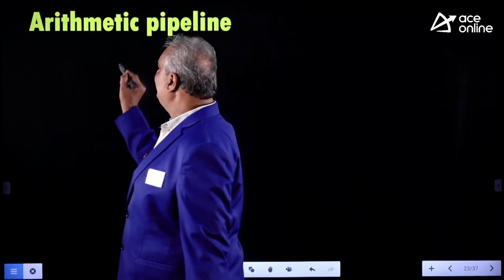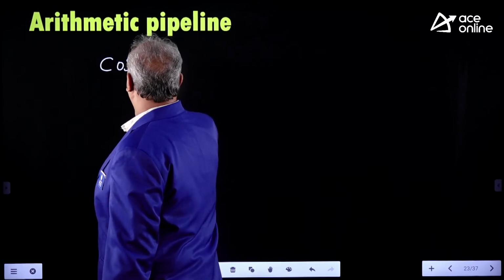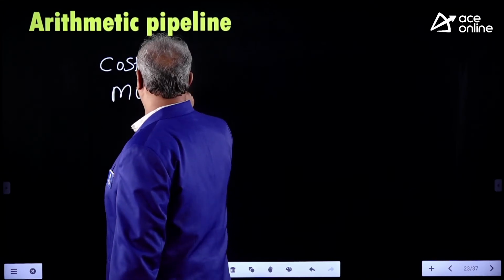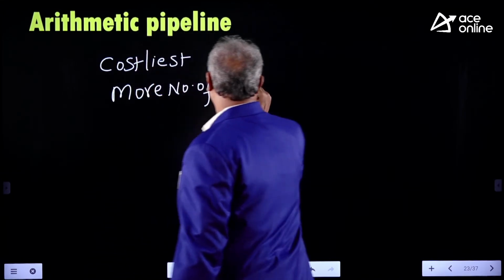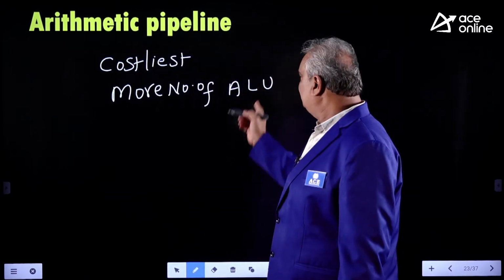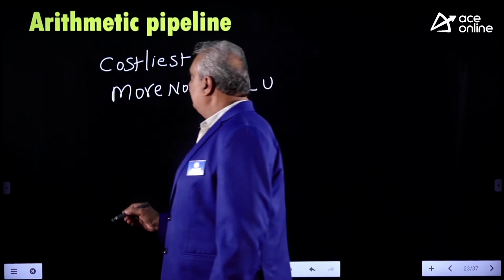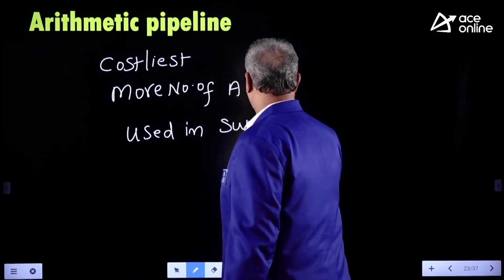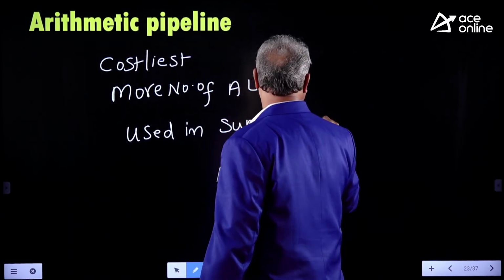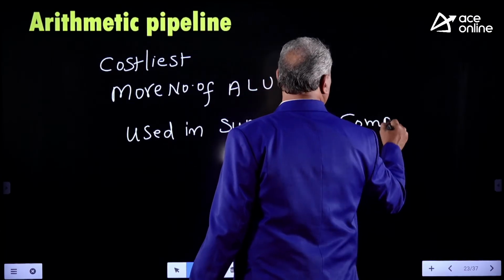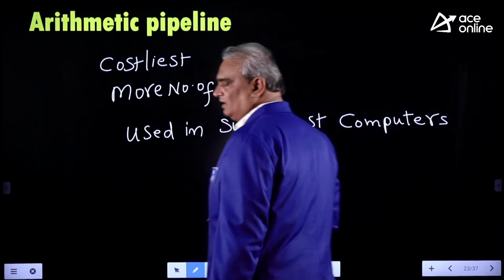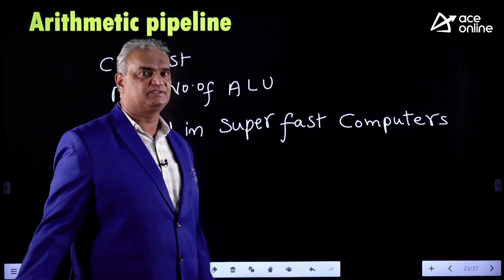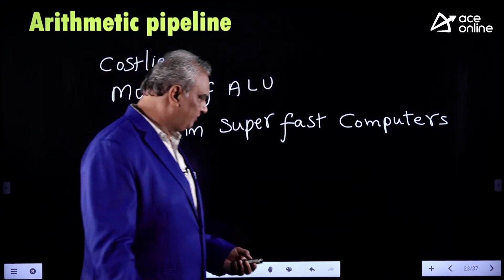It is costliest. Why is it costliest? This one requires more number of ALUs, arithmetical and logical units. These are costlier. That's why this concept is used only in super fast computers. Most of the advanced systems, meaning real-time applications, use instruction pipeline.